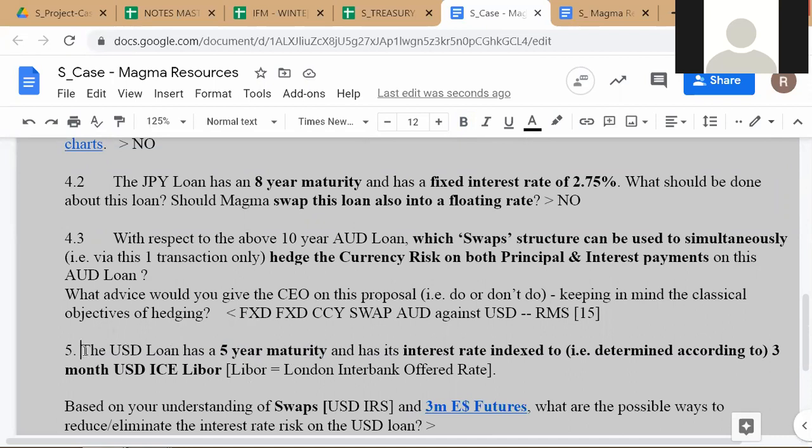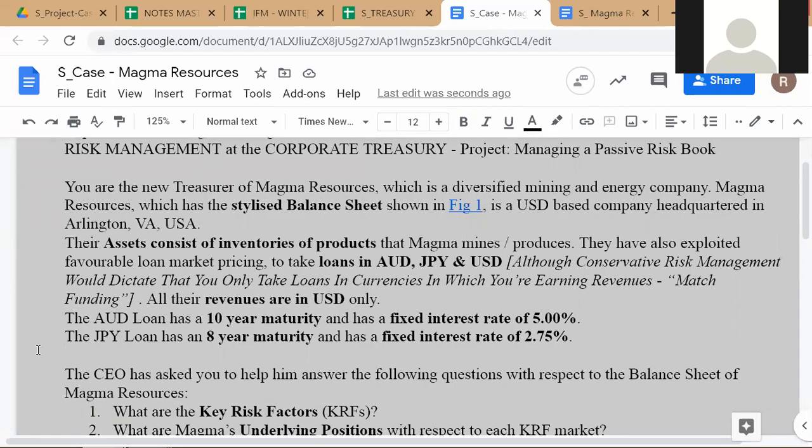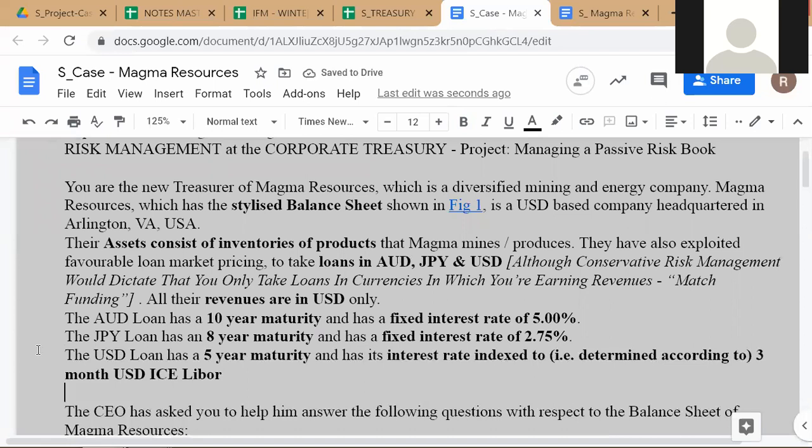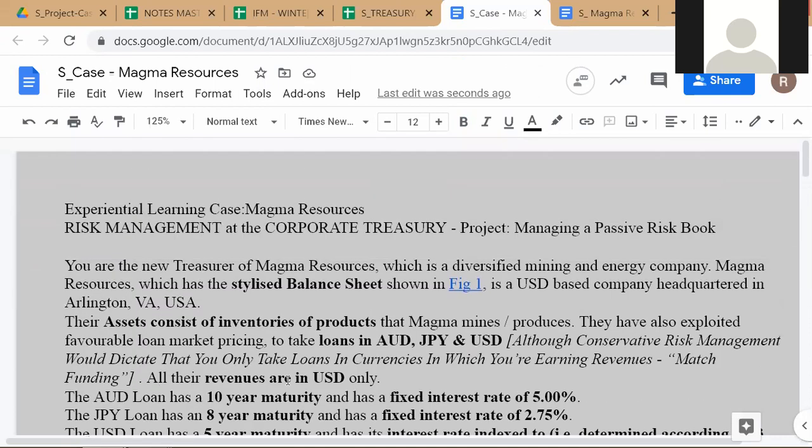So we write this. For any loan, you have to watch out for this. Now this is the information in the case. And then you have the last line where the CEO is asking you to answer the following question. Now this is the important question.